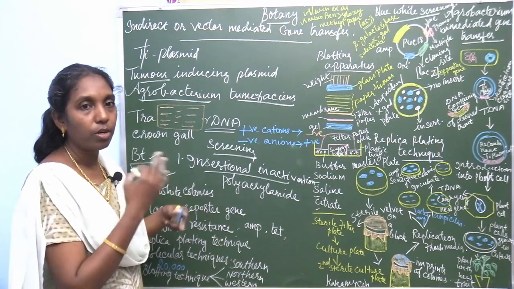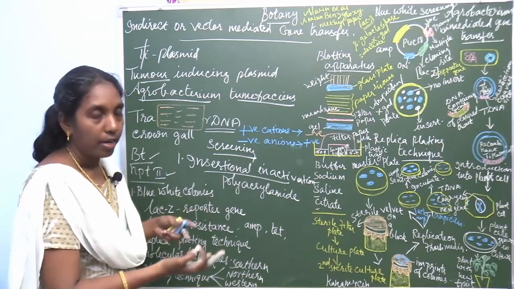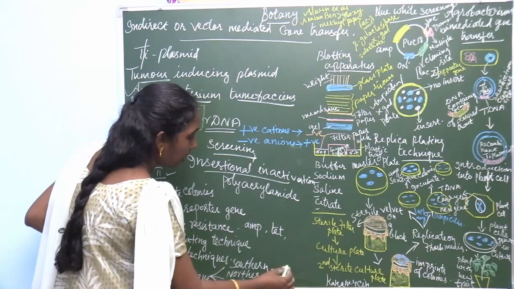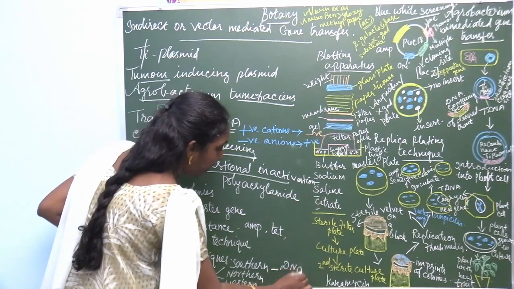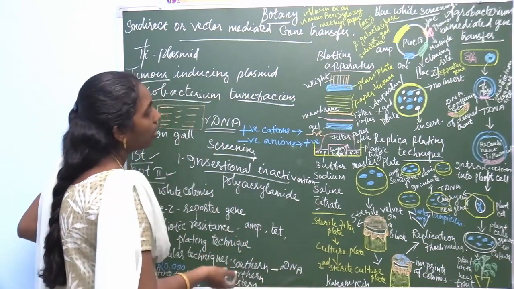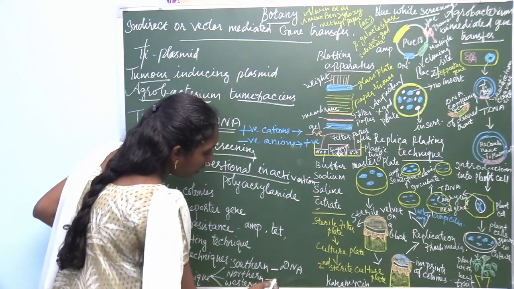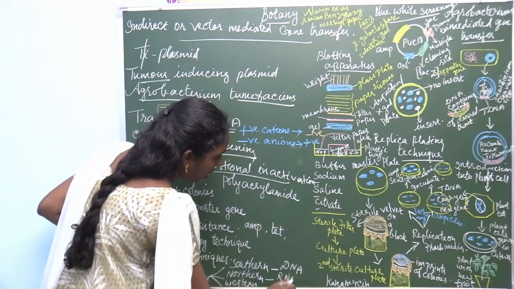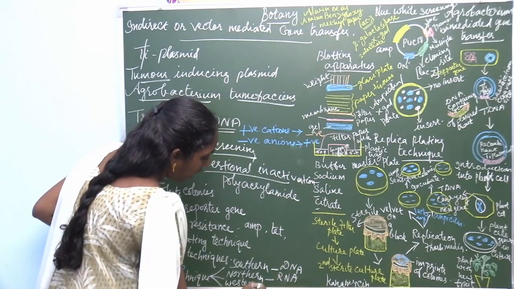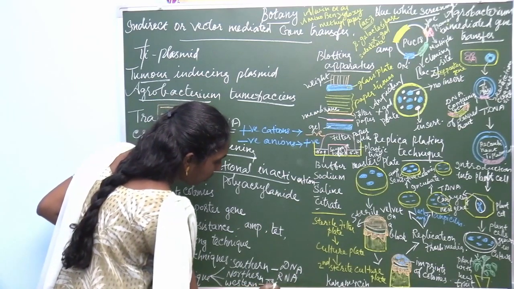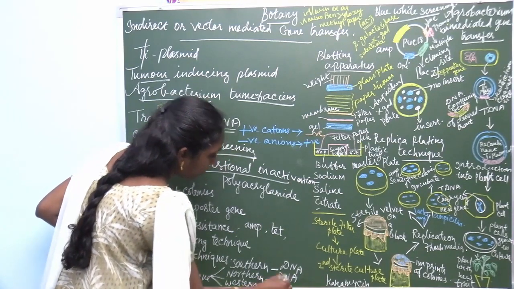Nitrocellulose, that is nucleic acid, nitrocellulose paper. So in Southern blotting, DNA is transferred from agarose gel to nitrocellulose filter paper, Northern is the transfer of RNA, and Western is the transfer of protein.